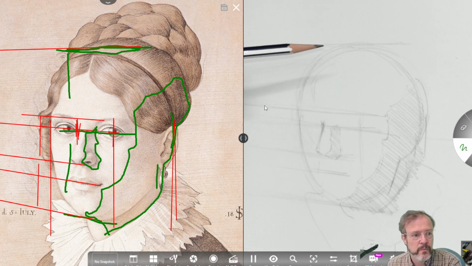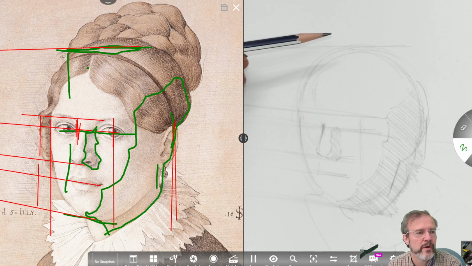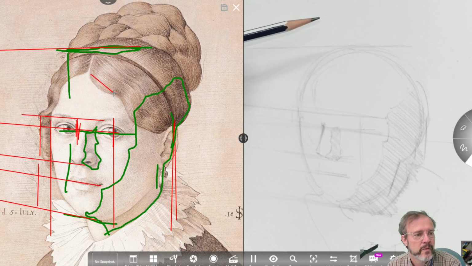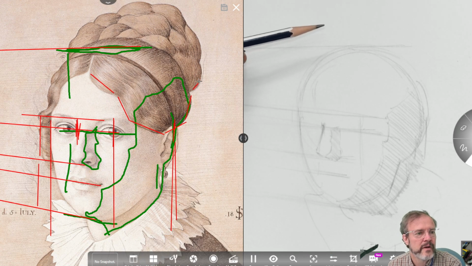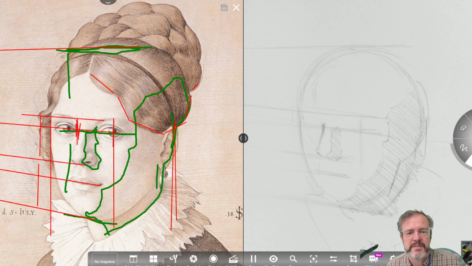And we're going to do what I probably should have done already, which is block in the shapes of the hair, because that's going to also help us. So this shape is kind of crazy. We're always looking for how can we simplify what we're looking at.